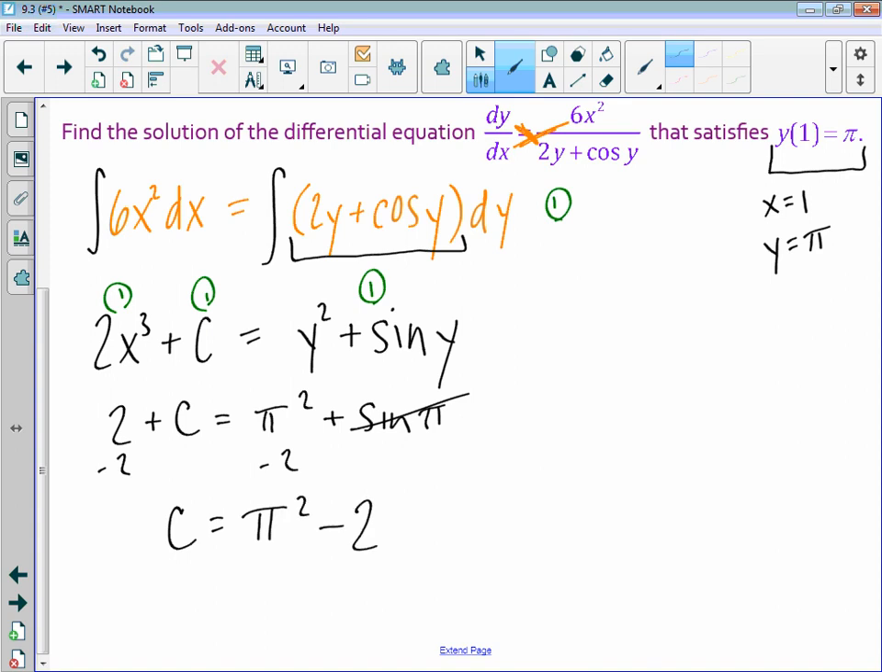Questions on that? And then to finish out the problem, some people forget to finish it out, you plug it back into up there. So we have 2x cubed, and instead of plus c, you put plus pi squared minus 2. And then that equals y squared plus sine of y.